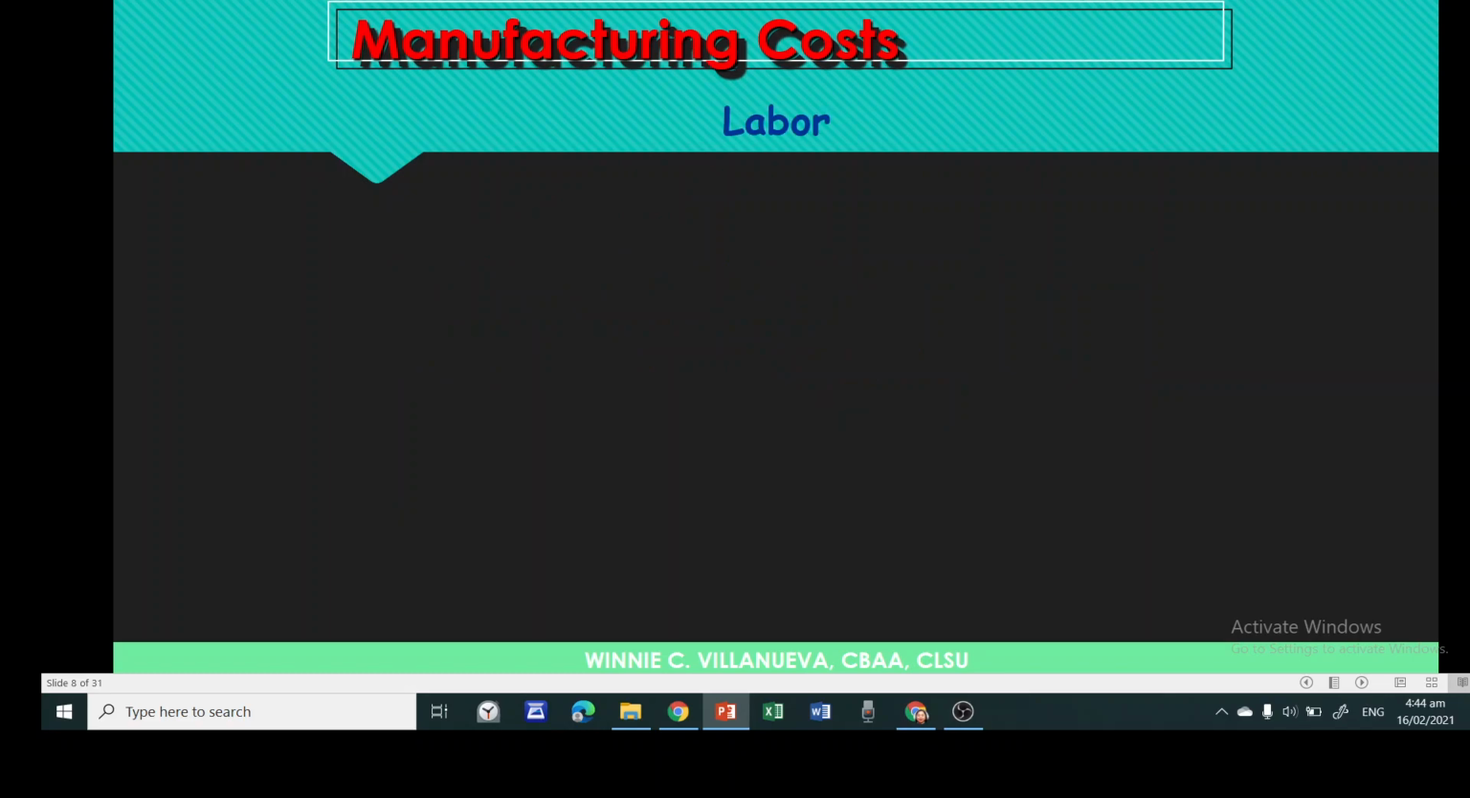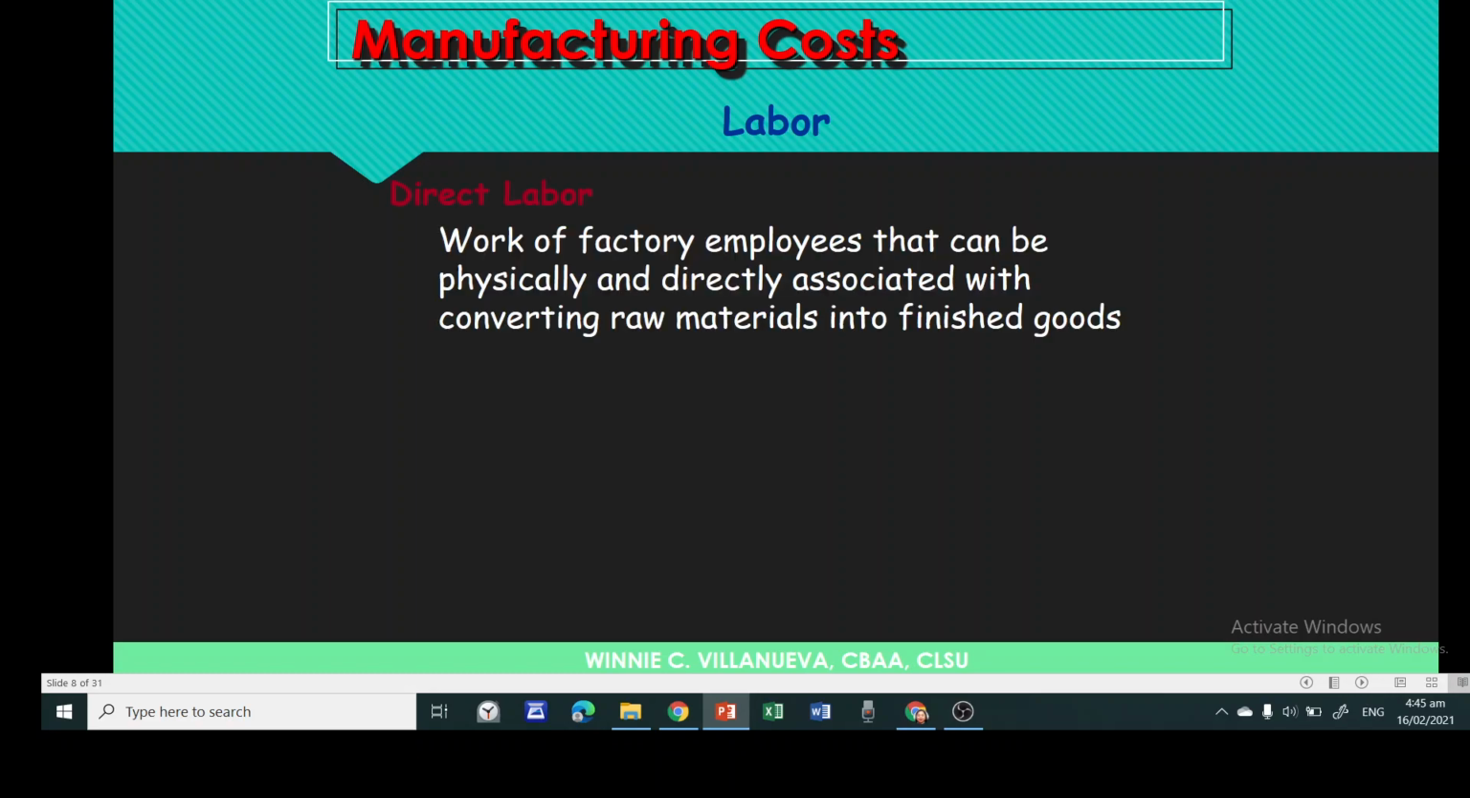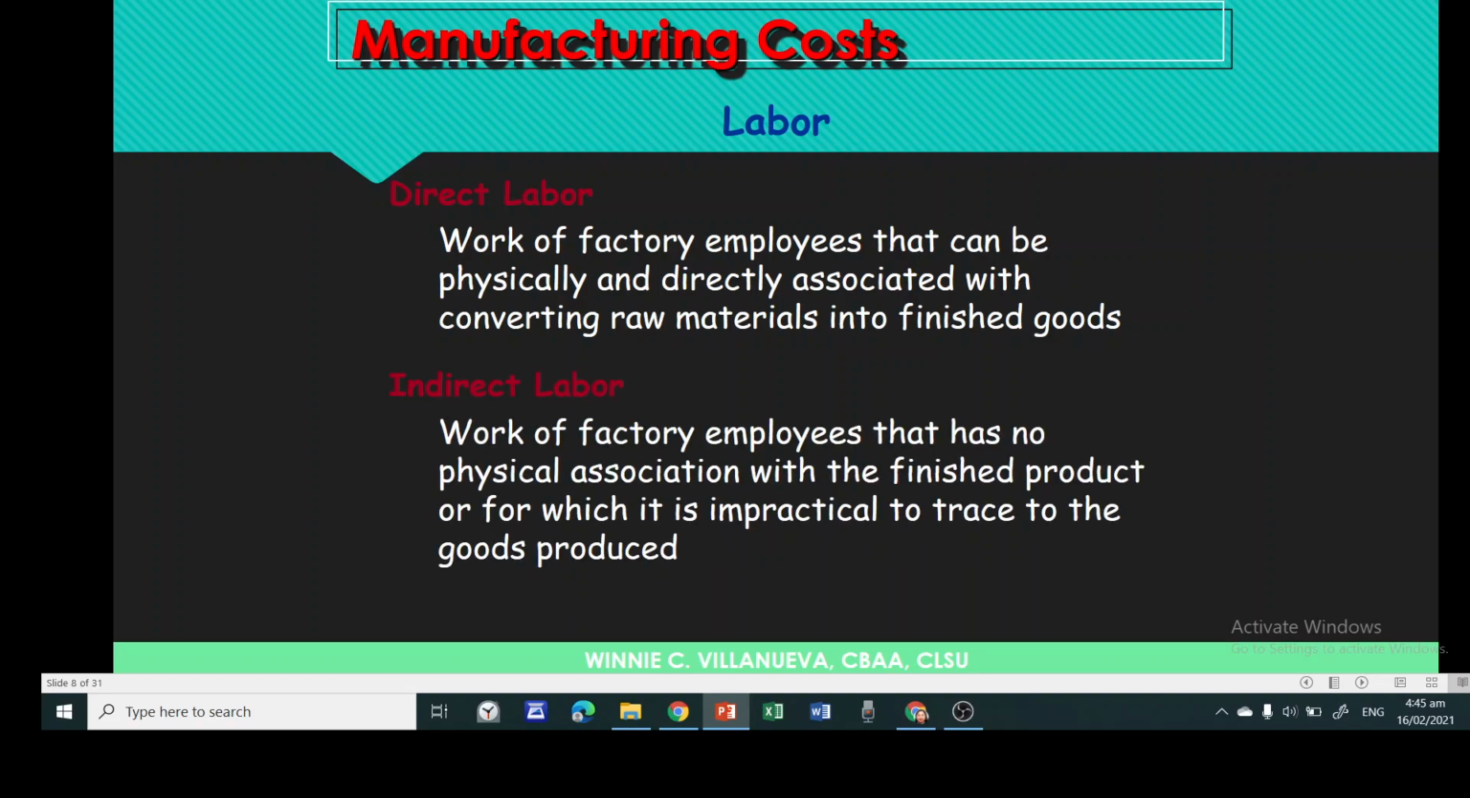Then we have our labor. Ano na sabi natin sa labor? Pag labor, sila yung mismong gumagawa ng product. 'Di ba? So, kailangan, alam mo kung ano yung role nung involved. Sabi dito, these are employees that are directly associated with the conversion of raw materials to finished goods. However, there are employees in the factory that are also involved, but they do not make the product. But let's say they're the ones who manage those who are directly involved, yung mga supervisor.